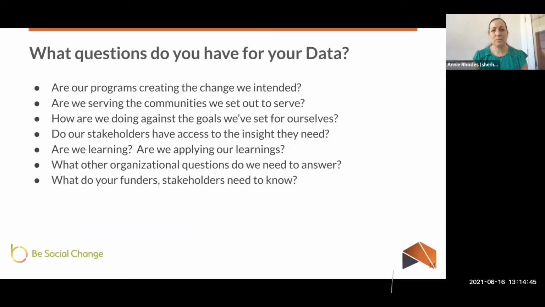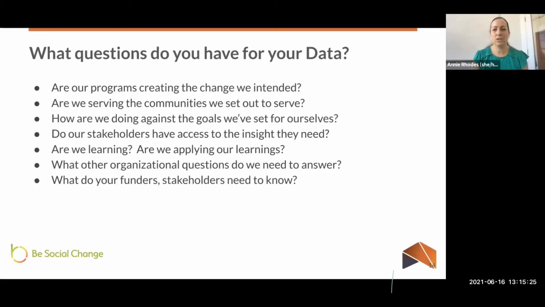So we always start from this place of what questions do you have for your data? This step is often missed. So when you're in that data role, when you're in that leadership role, it's hard to start with just analyzing the data, which we often skip right to, if you don't know what you're looking to answer with the data. So really what questions are important to you in your organization. We've outlined a couple that we hear often, but are you creating the change you intended to create? Are you furthering your mission? Are we serving the communities we set out to serve?